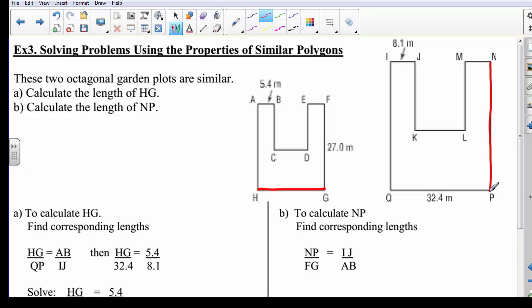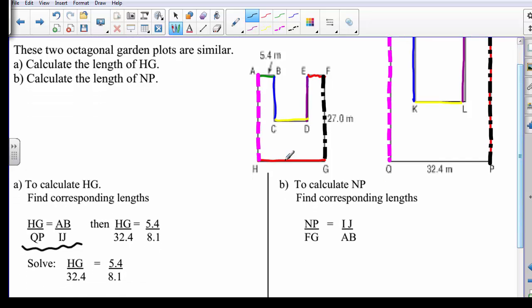Let's look at how we can find the first missing side. To calculate HG, let's find the corresponding lengths in these two similar polygons. AB corresponds to IJ, EF corresponds to MM, BC corresponds to JK, ED corresponds to ML, CD corresponds to KL, AH corresponds to IQ, FG corresponds to NP. Of course, the last one is HG corresponds to QP. So let's find the corresponding lengths.